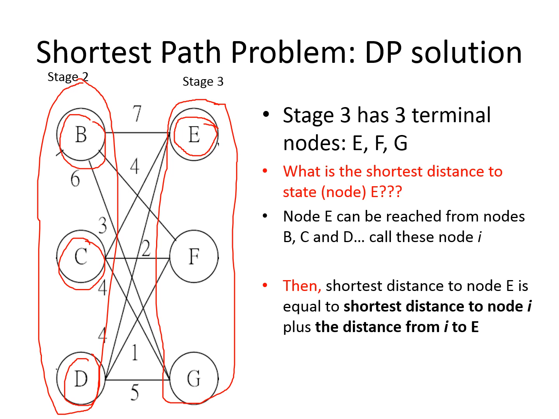Let's call these nodes I in general. So I are the various nodes in the previous stage, in stage 2, that can reach the current stage and the current state. Current stage here is 3, current state here is E, node E. Then here's the rule: the shortest distance to node E is equal to the shortest distance to node I, where I was defined as either B, C, or D, all the nodes in the previous stage that can reach E, plus the distance from I to E. Okay, let's see those calculations in the next slide.